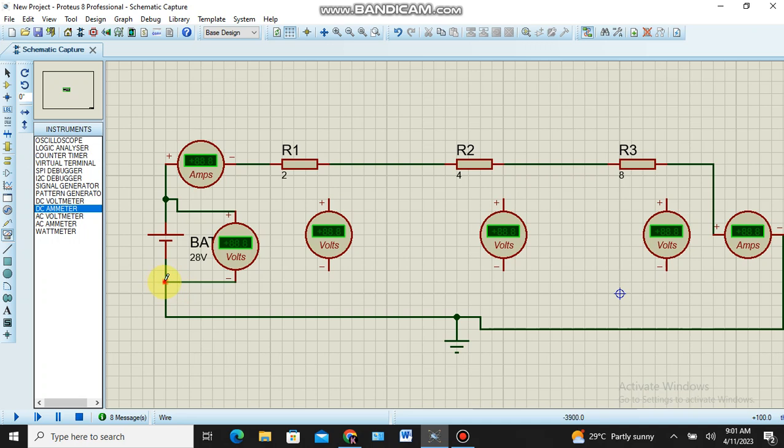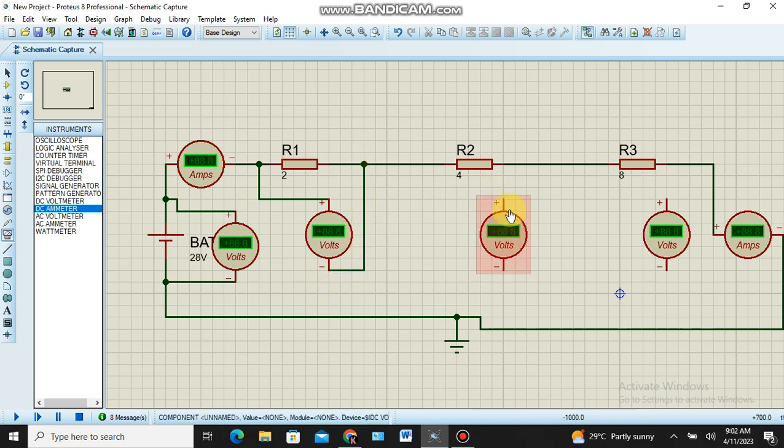The voltmeter is connected in parallel. The first voltmeter measures the total voltage, so it should be connected across the battery: voltmeter plus connected to the cell plus, voltmeter minus connected to the cell minus. Let us consider this is V1. V1 is connected across R1, so plus is connected to the R1 plus, minus to the R1 minus.